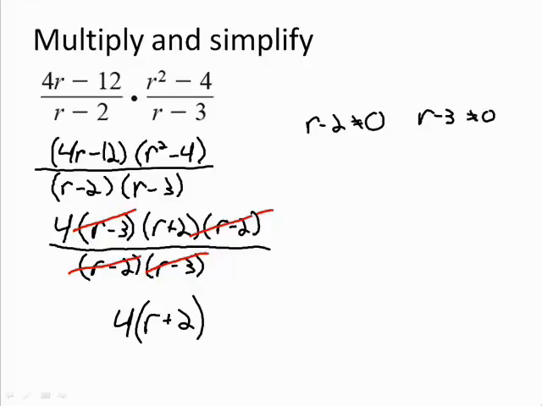Solve these equations for r. In the first one, add 2 to each side. R cannot be equal to 2. In the second one, add 3 to each side. R cannot be equal to 3. So the simplified expression is 4 times the quantity r plus 2, where r is not equal to 2 and r is not equal to 3.